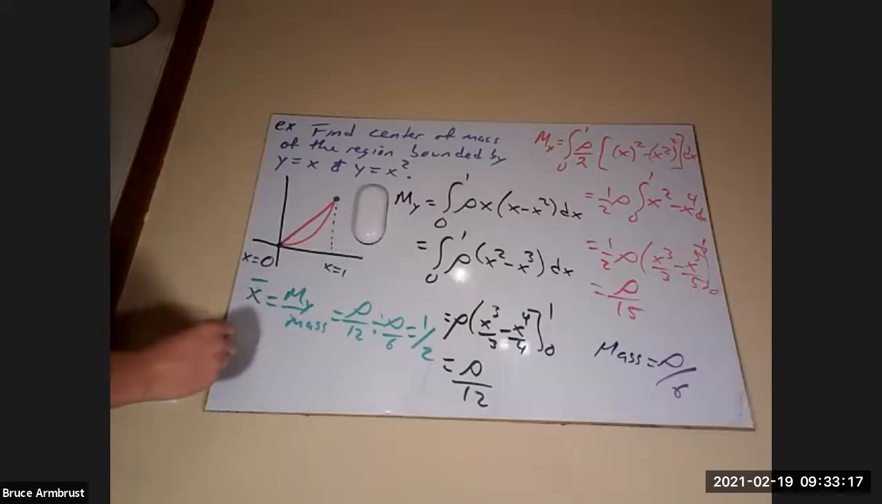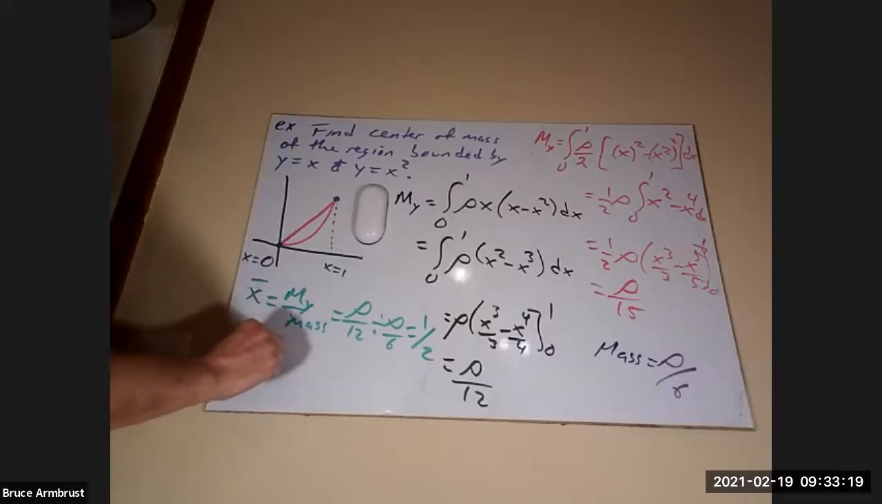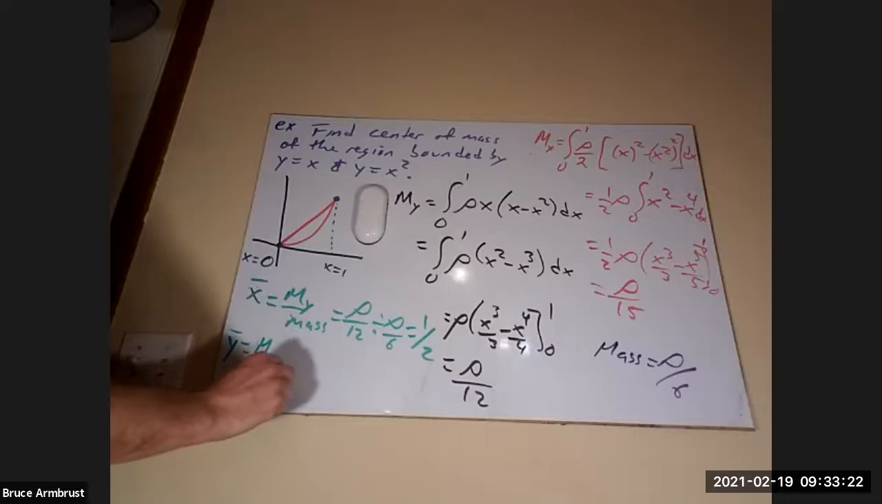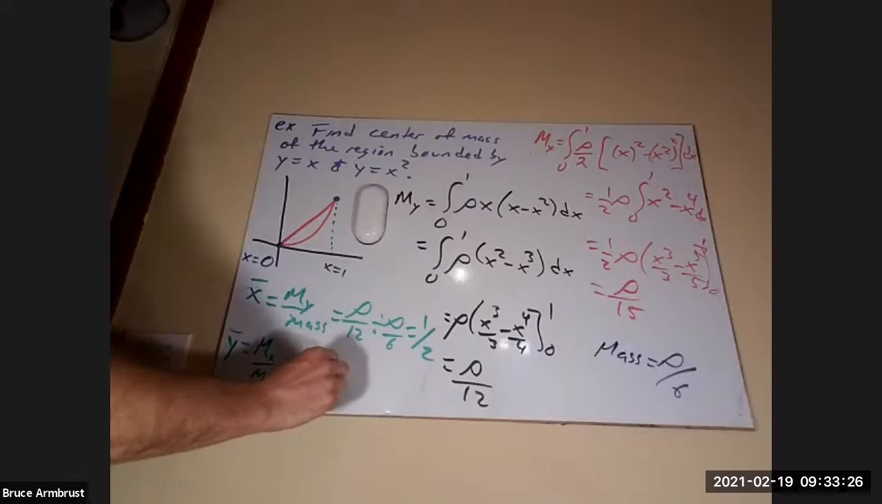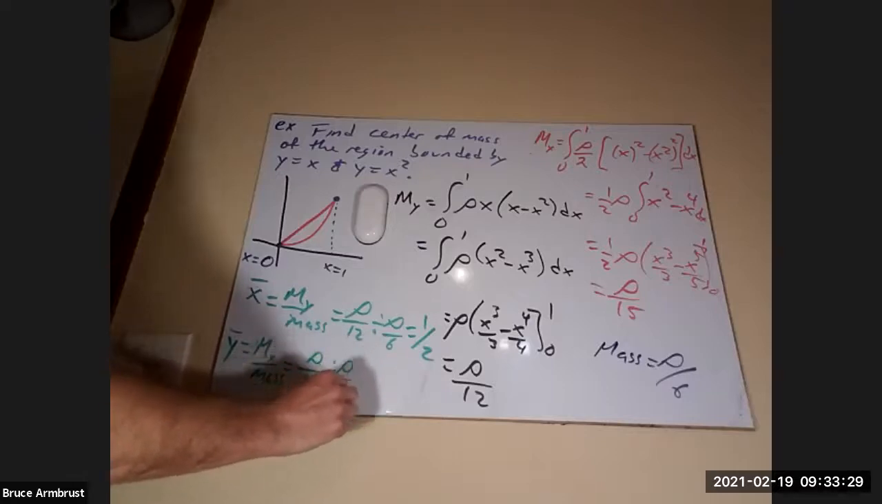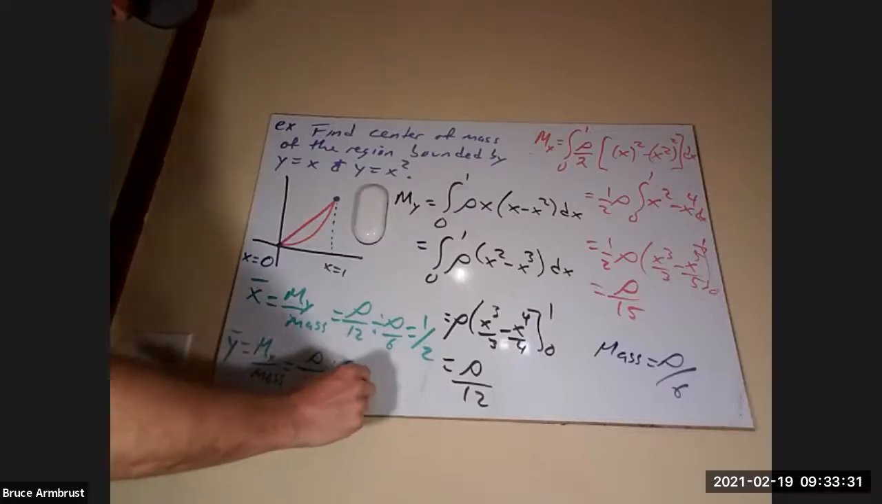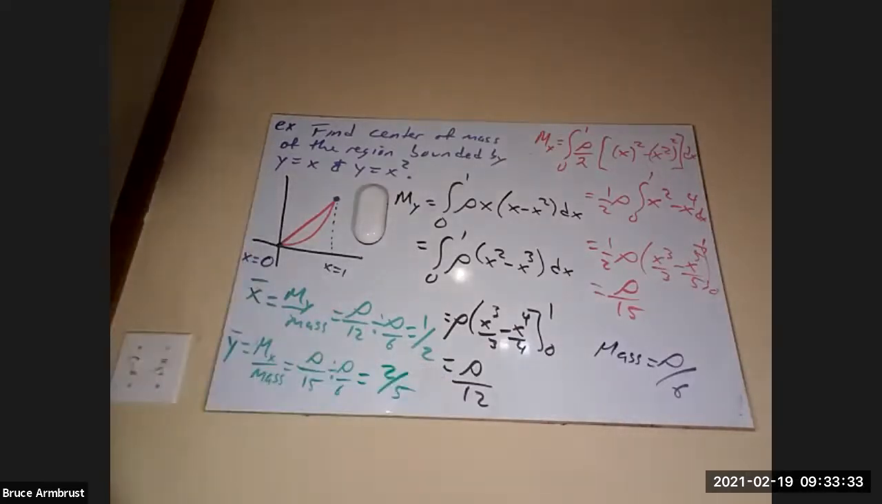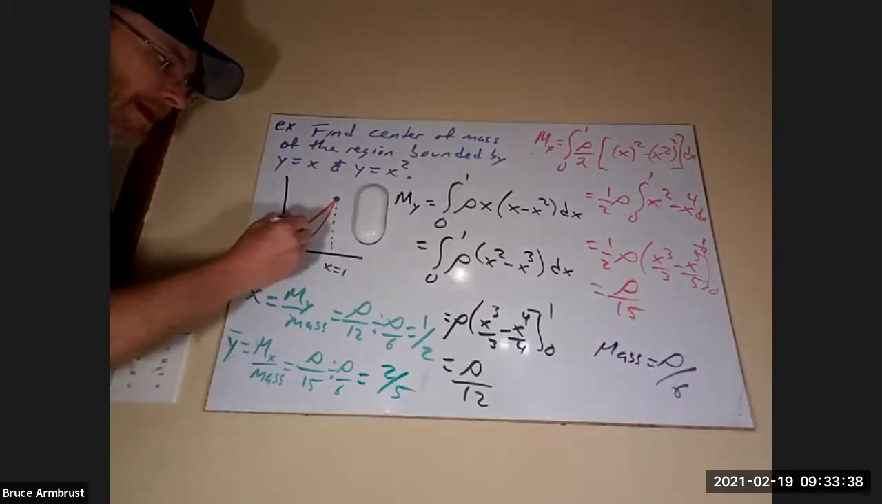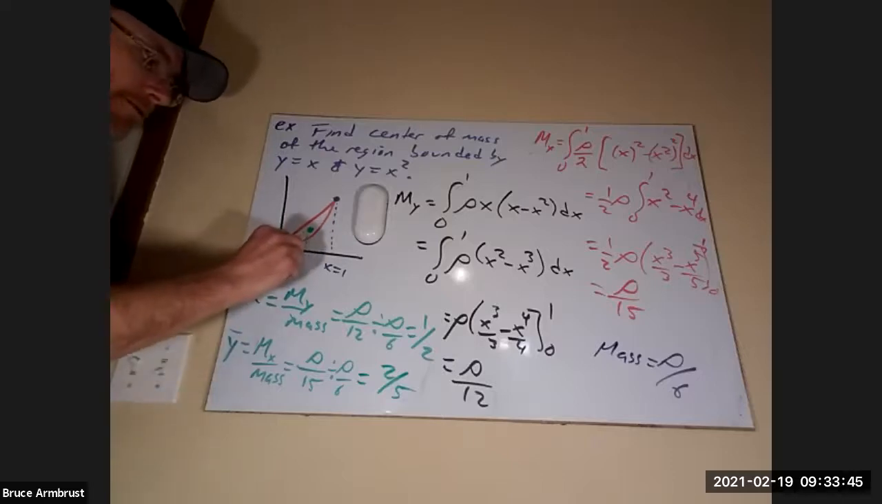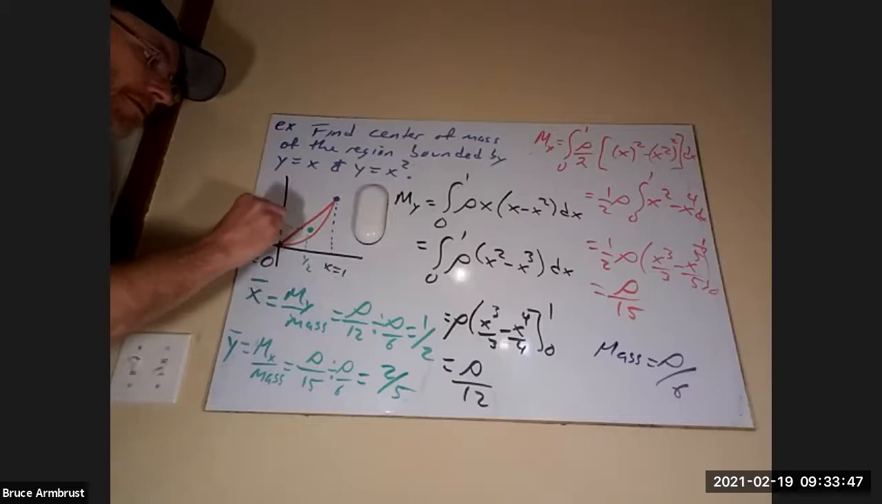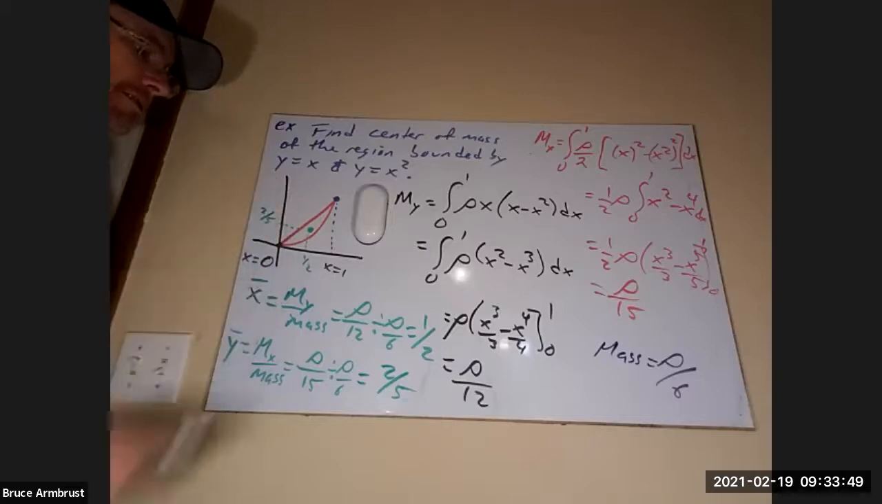All right, so then for the y coordinate, y bar is going to be Mx over the mass. So that's going to be rho over 15 divided by rho over 6. Again, if you flip it and multiply, that reduces down to 2/5. So our center of mass is going to be right around here, where the x coordinate is 1/2 and the y coordinate is 2/5.